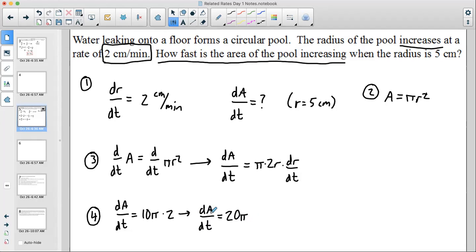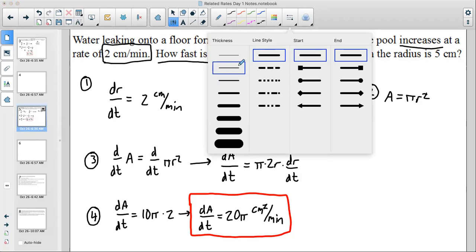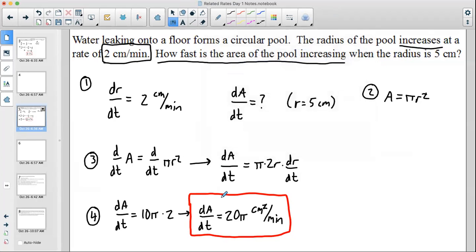This is a rate of change of area over the rate of change in time. Area in this problem is measured in, well, the unit length is centimeters, which means the area is going to be measured in centimeters squared. And the time is measured in minutes, so it's going to be centimeters squared per minute. And this will be your answer. 20 pi centimeters squared per minute. The nice thing about putting the pi's in those area numbers is that the numbers work out better if you do that. That's why those are always in there.